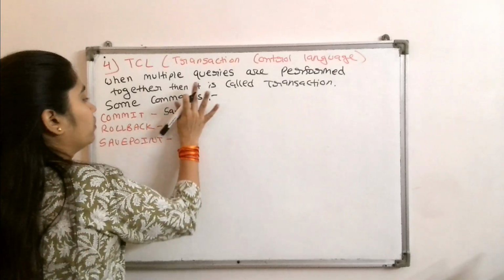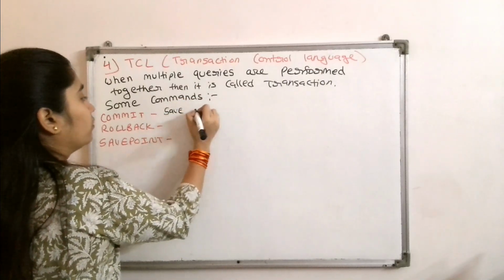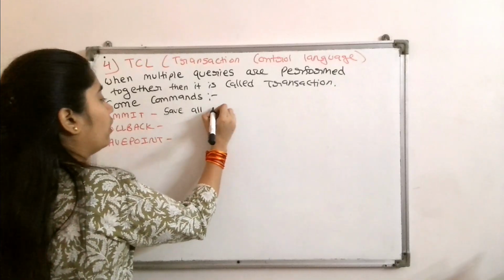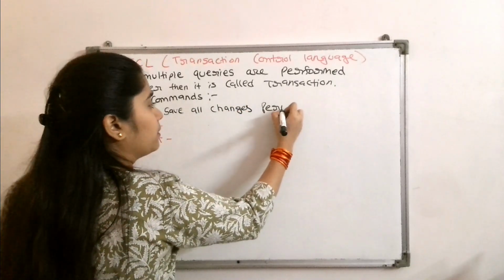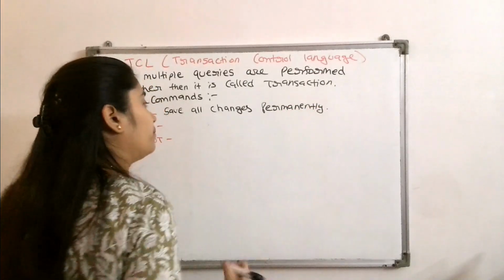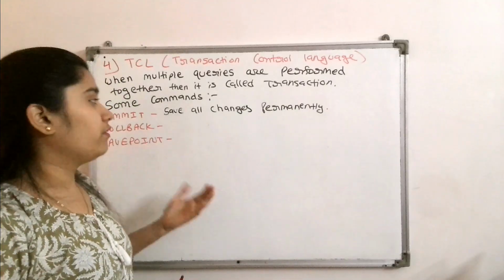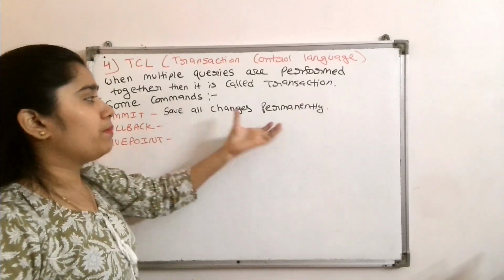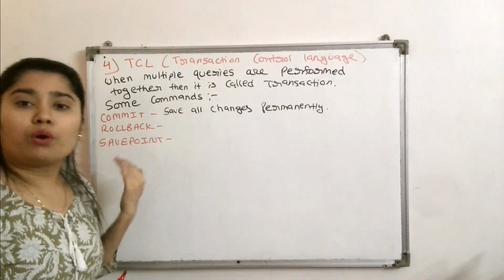Save all changes permanently. Okay, if we have updated or changed whatever data we have stored, and we want to save it permanently, then we use the commit command. Then what is the rollback?